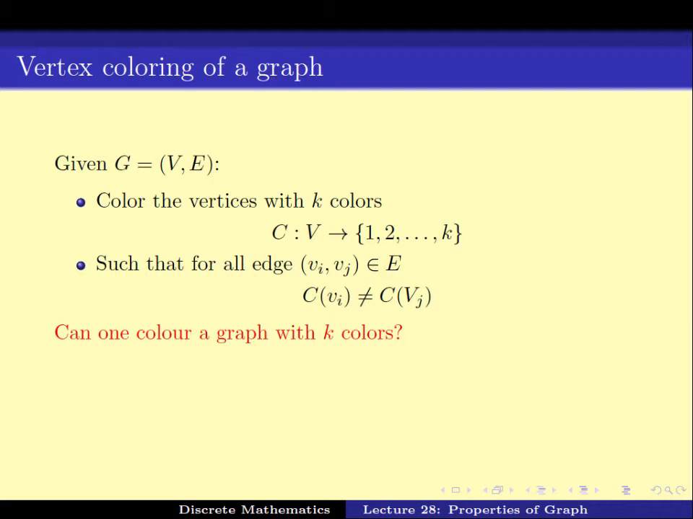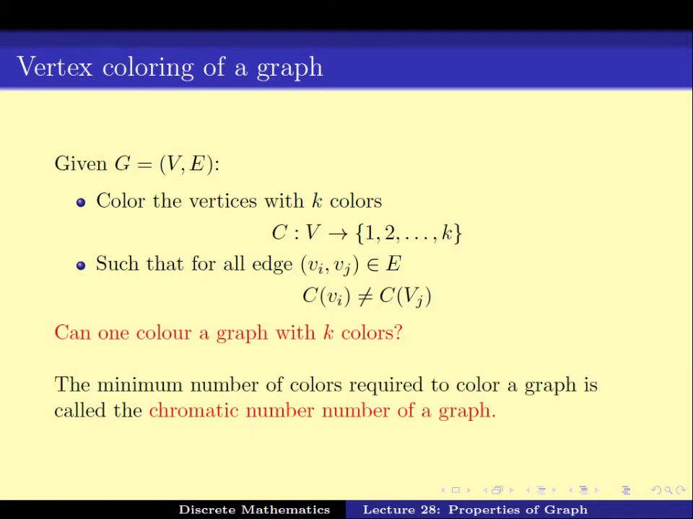Given a graph G, a coloring is basically coloring the set of vertices using colors, namely there is a mapping from the vertex set to 1 to k such that no two adjacent vertices have the same color. That means if there is an edge between Vi and Vj, then the color of Vi is not equal to the color of Vj. The typical question is, can one color a graph with k colors? The minimum number of colors required to color a graph is called the chromatic number of the graph.